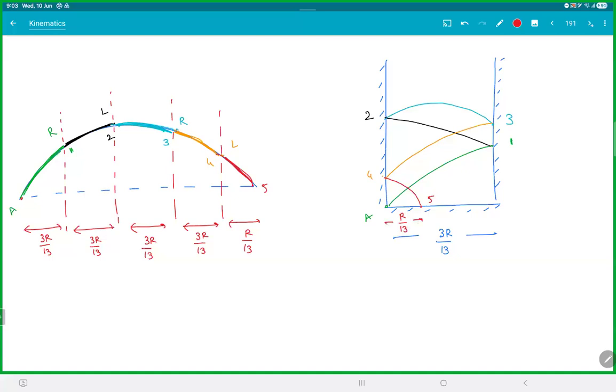Are you getting what I did? You are simply folding the parabola every time. You take the parabola, every R by 13 you fold it, you fold it, you fold it. You have to fold the entire parabola between the two walls. Is the logic making sense? So the path would look like this. You'll go like this, then like this, like this, like this, and then you're done. 1, 2, 3, 4, 5. So that's how you handle that.